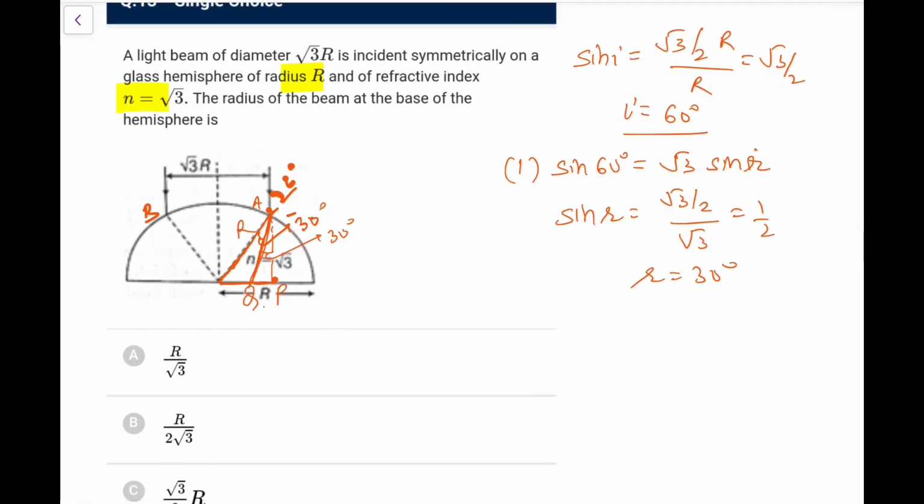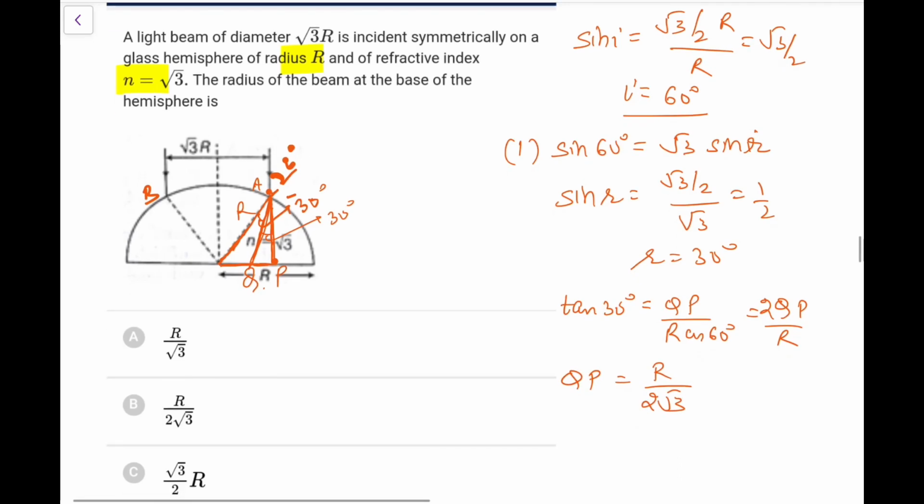So in the triangle APQ, angle P is 90 degrees. Now what I can draw is tan 30 degrees would be equal to QP upon this distance, and this distance you already know is equal to R cos 60, that is R by 2. So that is 2QP by R. So QP value comes out as R by 2 root 3. So it is R by root 3.